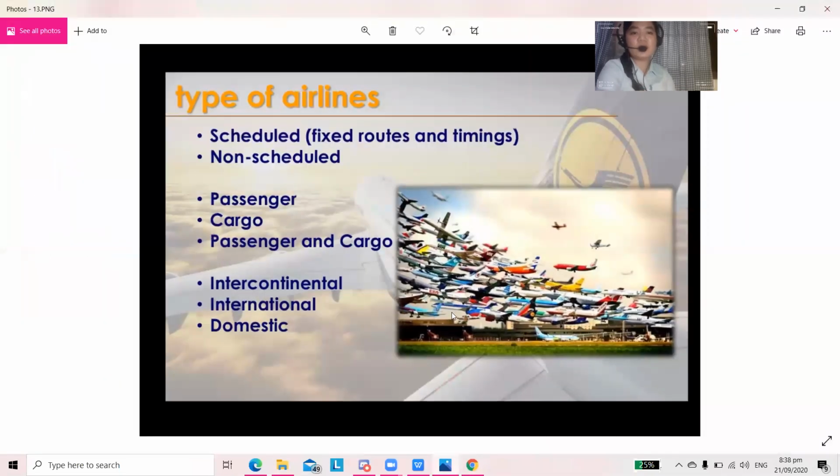Proceed tayo. Okay. So, you also have passenger and cargo. So, you have like Philippine Airlines, Cebu Pacific. You can carry, although the passenger capacity and cargo are limited.